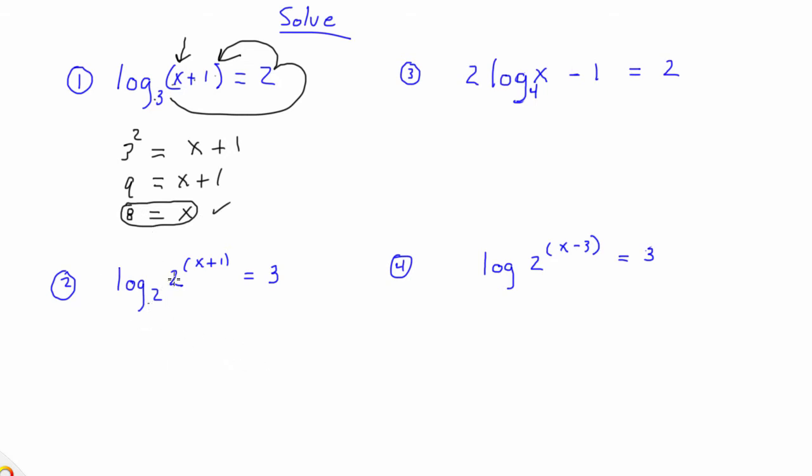All right, number 2. So log base 2 of 2 to the x plus 1. Well, this x plus 1 right here is up in the exponent. Okay, if we think about this being log base 2 of 2, and I'm just drawing a little dashed line here, it's 2 to the x plus 1. This is the exponent, so we have to bring that out in front. So I'm going to write x plus 1, parentheses, of log base 2 of 2 is equal to 3.